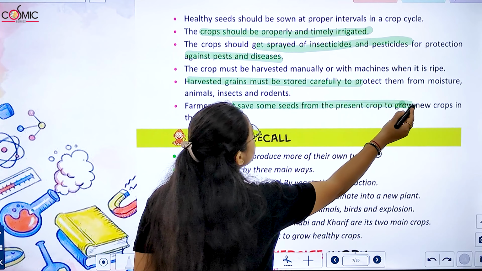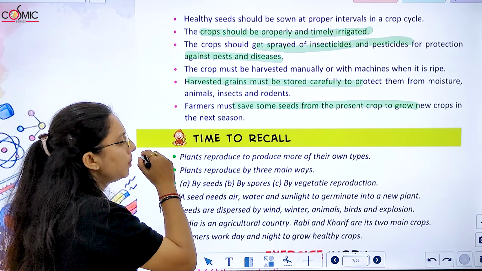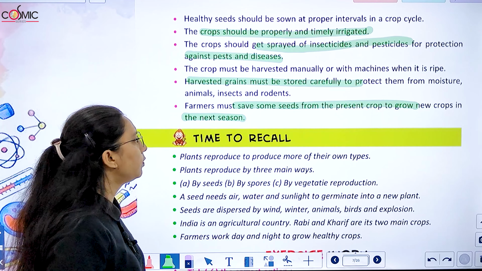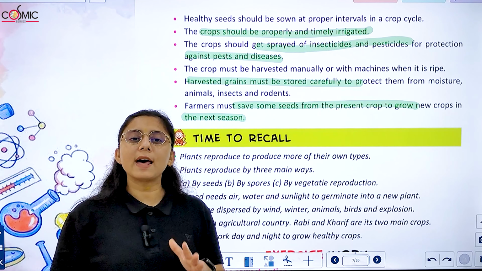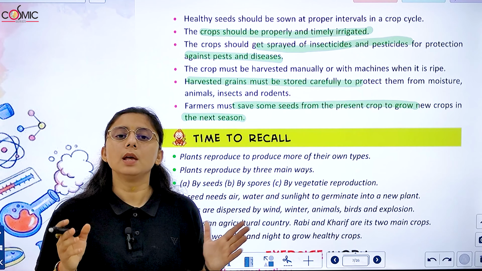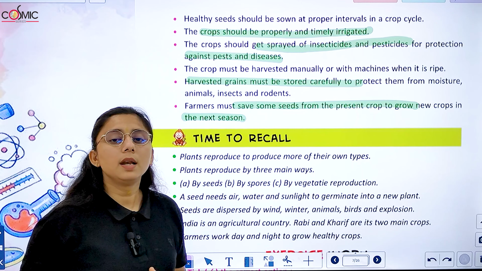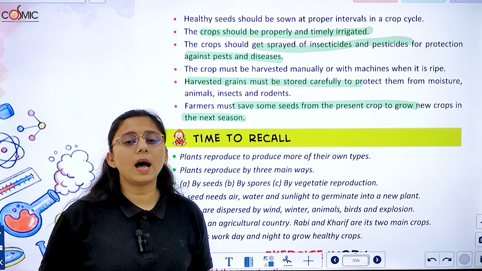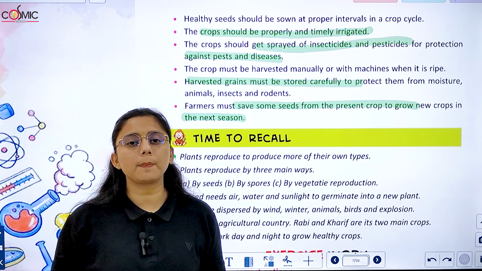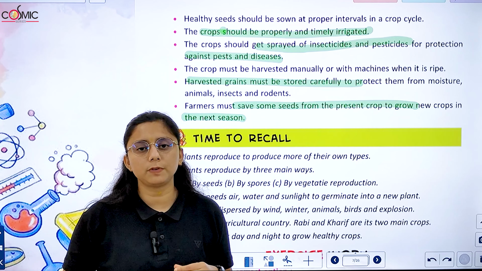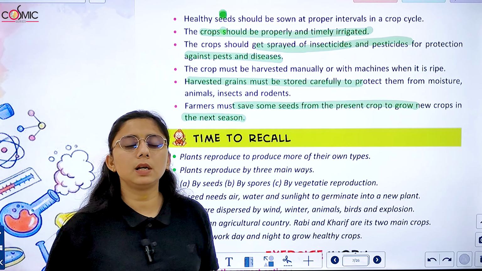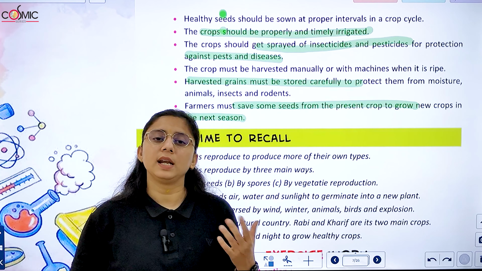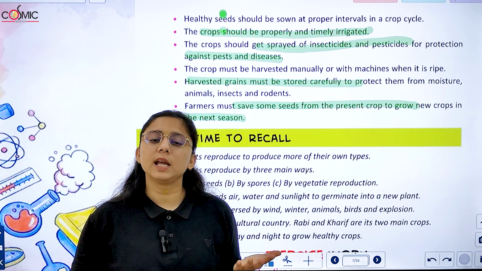Farmers must save some seeds from the present crop to grow a new crop. What must farmers do? They must save some seeds for the next crop, right? Now, our chapter has been completed. In this chapter, I have told you about the different parts of a plant, and then we have studied the cultivation of crops. India is an agricultural country, and we have two different types of crop: Kharif crop and Rabi crop.